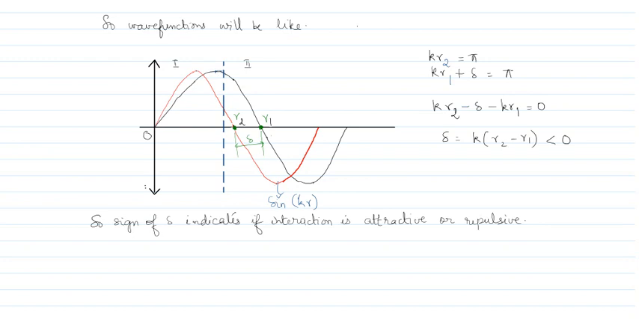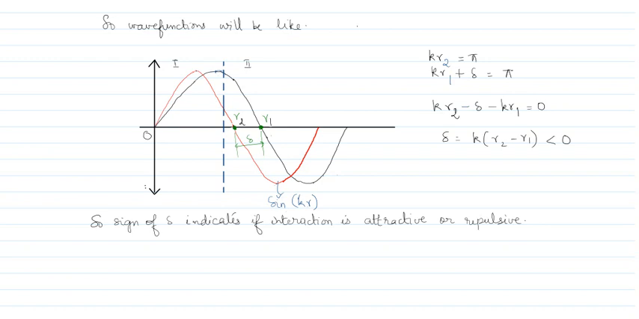Okay, there will be a difference between these two curves. This is our reference curve. This is the sine kr curve, and this one is the sine (kr plus delta) curve. There is a difference of delta which is introduced due to scattering.